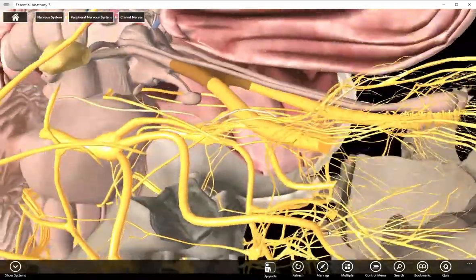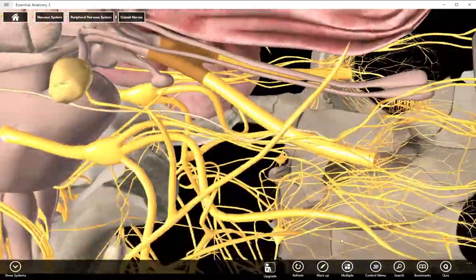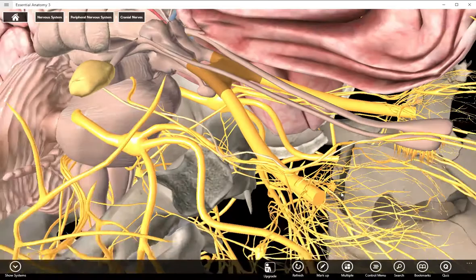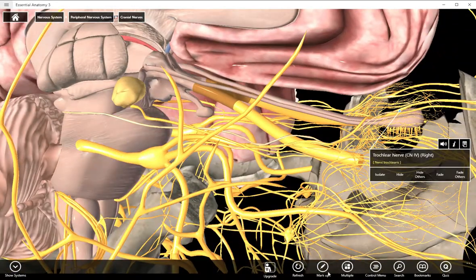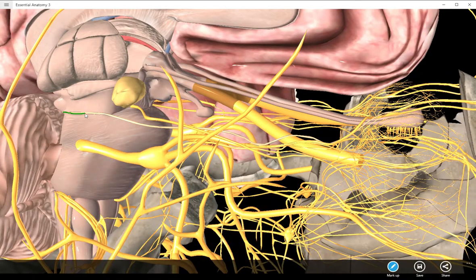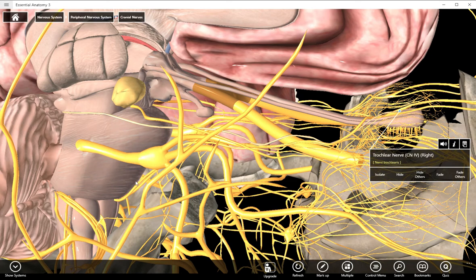And you can see the full track here, which is cool. You can't ever see this on a real brain, so I'll see if I can outline it. So it starts back here, and then it goes all the way to some of the muscles that move your eyeball. And it keeps going, but I kind of lose track of it there. So anyway, that's the trochlear nerve.